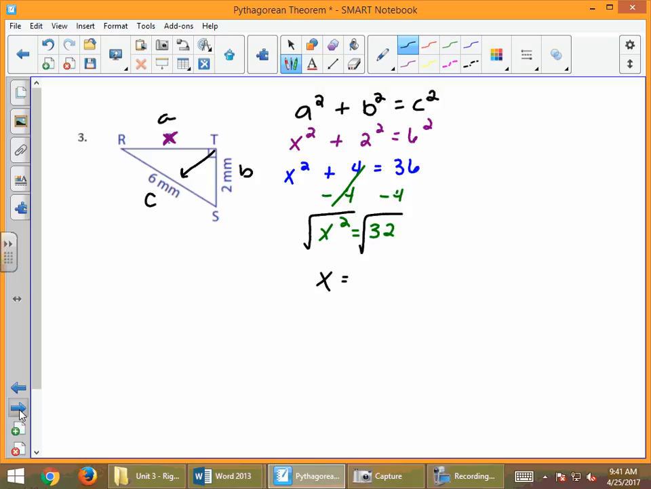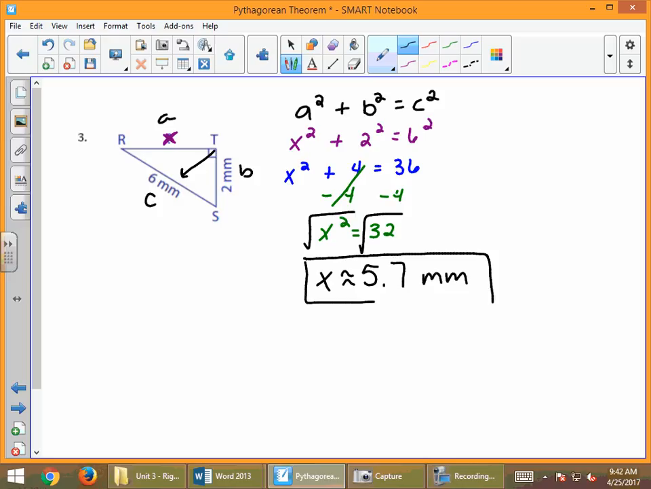So when you plug in your calculator, you should get about 5.7 when you round. Remember that little squiggly equal sign? That just means approximately. 5.7 centimeters. And make sure you label. Again, pause if you need to. If you finish writing anything down, we're going to go ahead and move on to our last example, number 4.